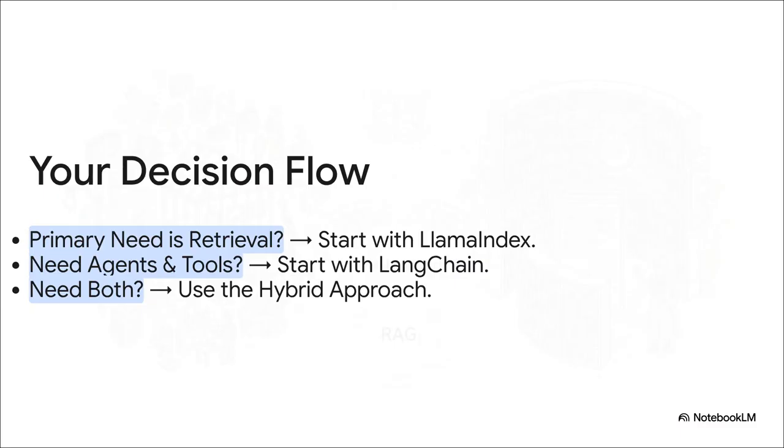So let's tie this all together with a super simple checklist for you. 1. Is your main goal top-notch retrieval from documents? Start with LlamaIndex. 2. Do you need to build complex agents that use different tools? Start with LangChain. And 3. Do you need both of those things? Don't choose. Use the hybrid approach. It really is that straightforward.